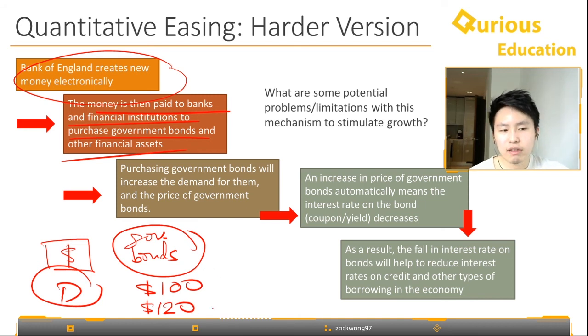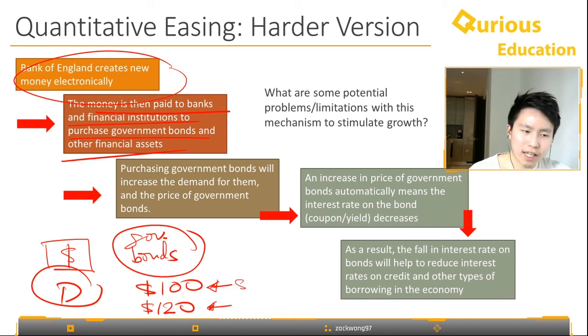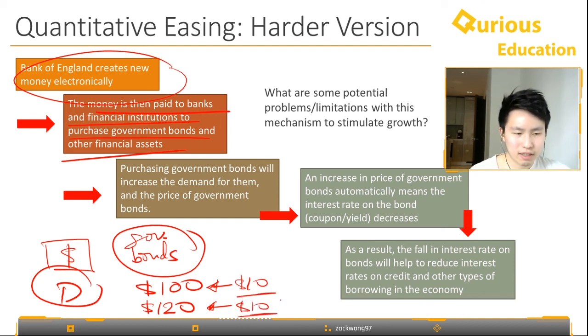So whenever the value of bonds goes up, the interest rate on the bond would decrease. What I mean by that is, if you have a bond, each year the bond would pay you an amount of interest, because having bonds is basically the same as lending money to the government. So the government will pay you interest every year if you own a bond. So if you have $10 of interest from the government since you own bonds, and the price of the bond changes from 100 to 120, this means the rate of interest you're getting from the bond has decreased.